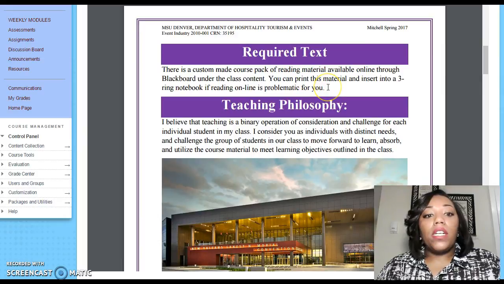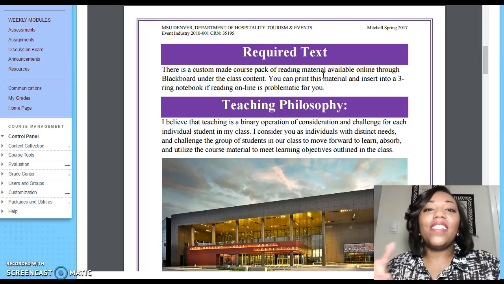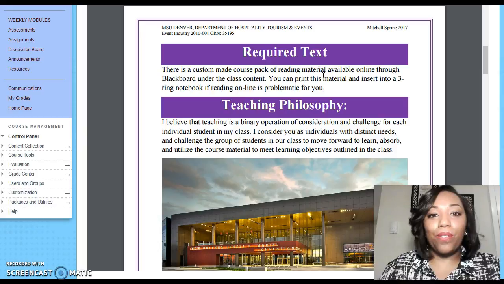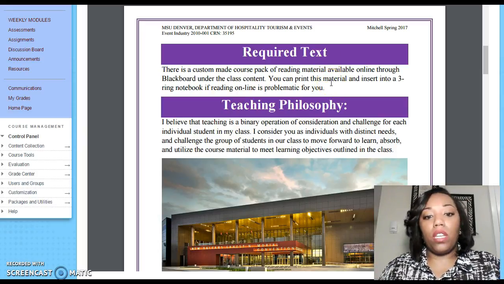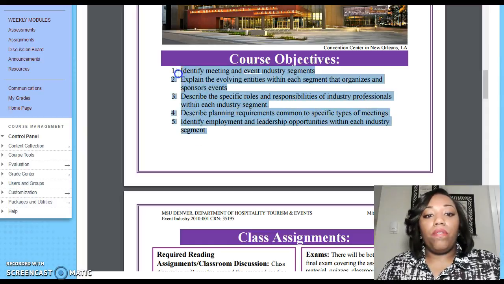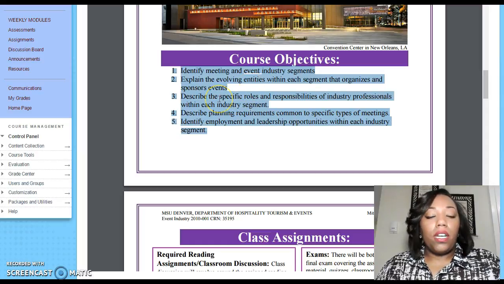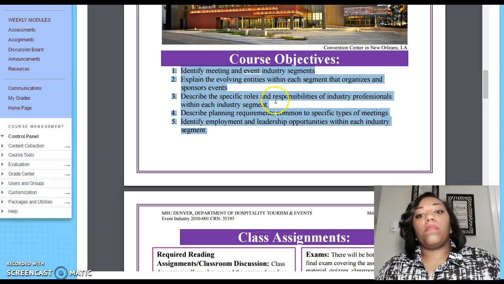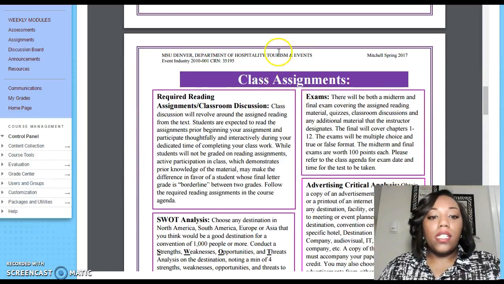Okay, next, required text. It's not required for you to purchase any textbooks for this class, but there are required texts, and that is within Blackboard, which I will show you in the next video. Here are the course objectives. By the end of this semester, you should be fully able to identify meeting and event industry segments. I'm not going to read it all again, but describing the specific roles and responsibilities of industry professionals, so on and so forth.